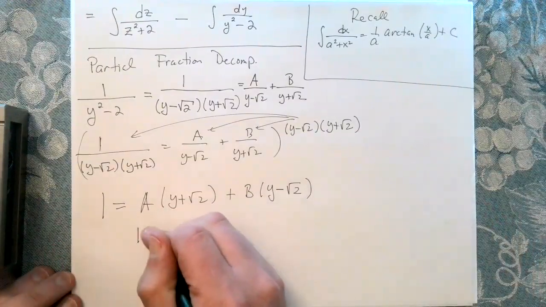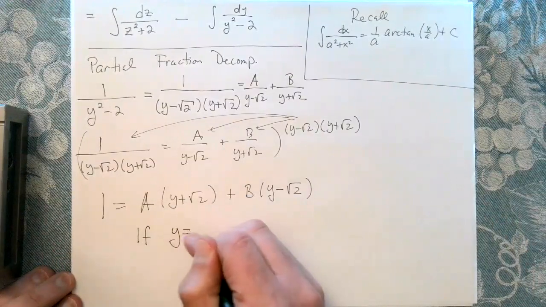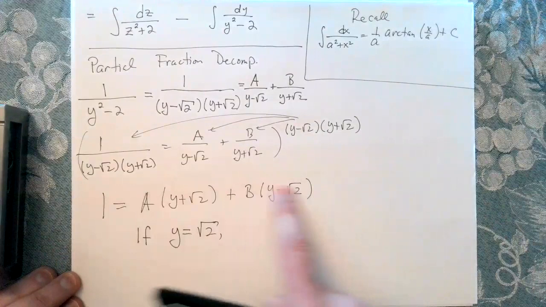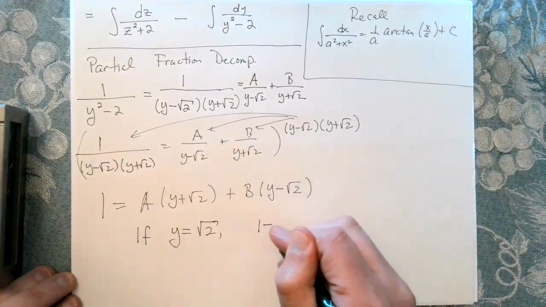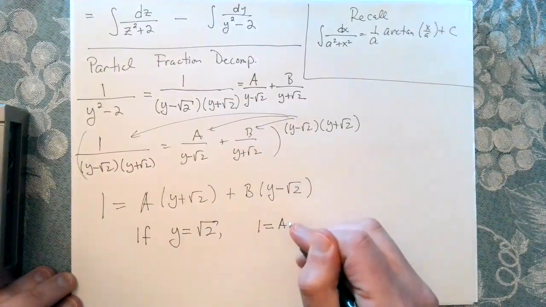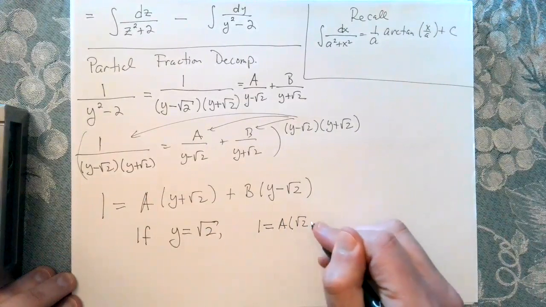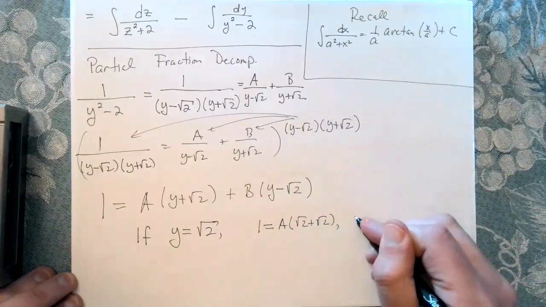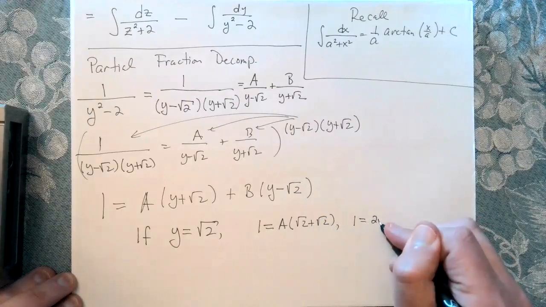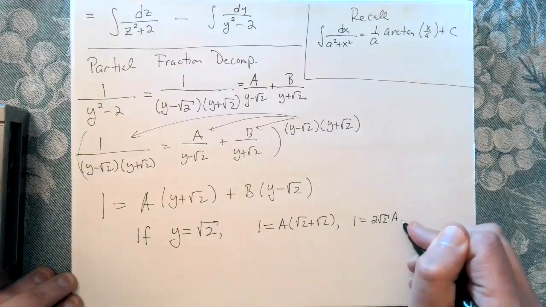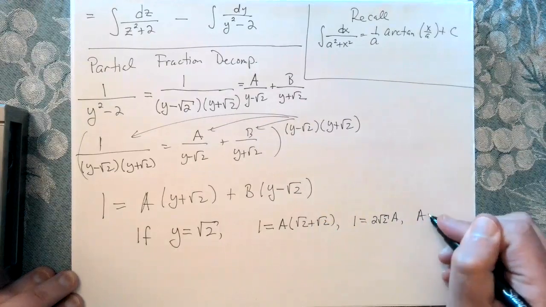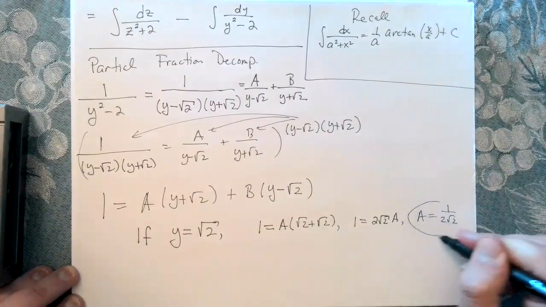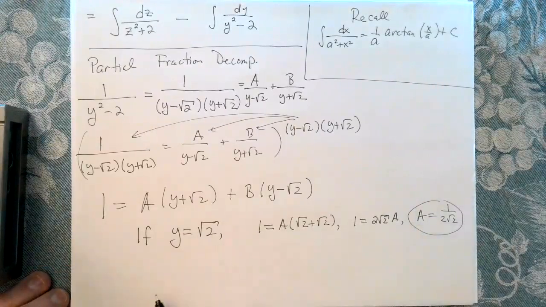So if y was equal to the square root of 2, plug that in for every y, I would have y is equal to a times square root of 2 plus square root of 2. And so that means that 1 is equal to 2 radical 2 a. And so a is equal to 1 over 2 radical 2. You can rationalize if you want, you don't have to.